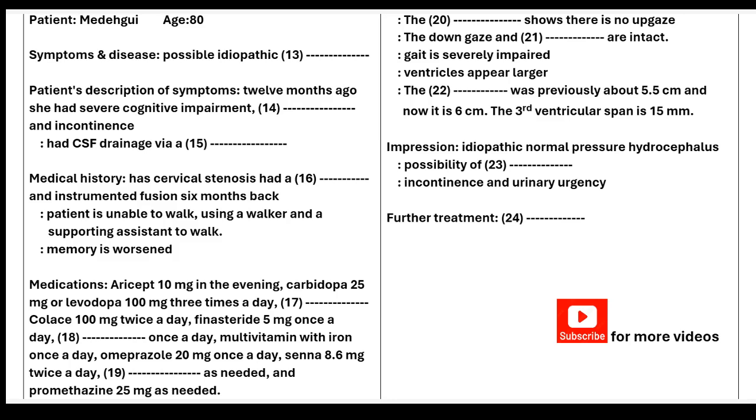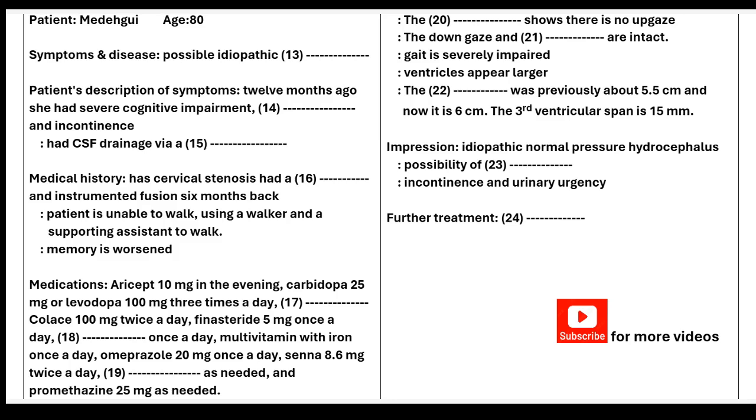Your cranial nerve exam shows there is no up gaze that I can extract today. The down gaze and horizontal gaze are intact. Your gait is severely impaired. I have reviewed your CT scan of your brain and compared it to the MRI scan taken 8 months ago. Now I can see that the ventricles appear larger. The frontal horn span was previously about 5.5 centimetres and now it is 6 centimetres. The third ventricular span is 15 millimetres. I have come to the conclusion now that you have idiopathic normal pressure hydrocephalus.